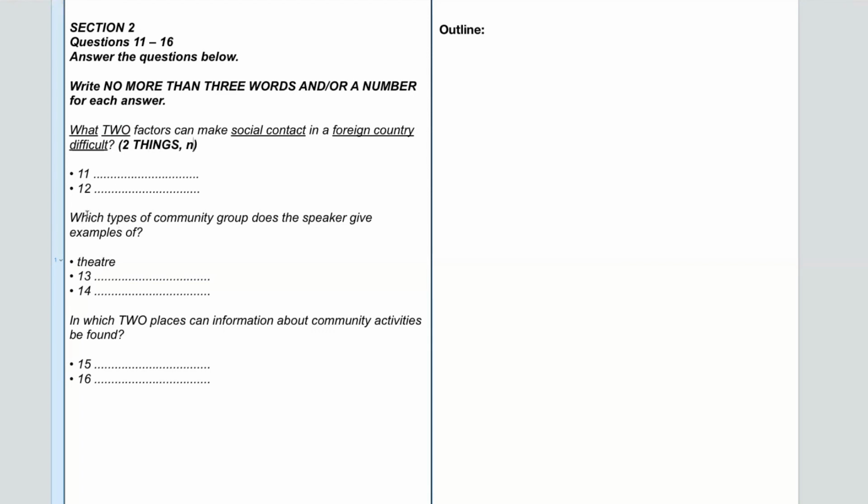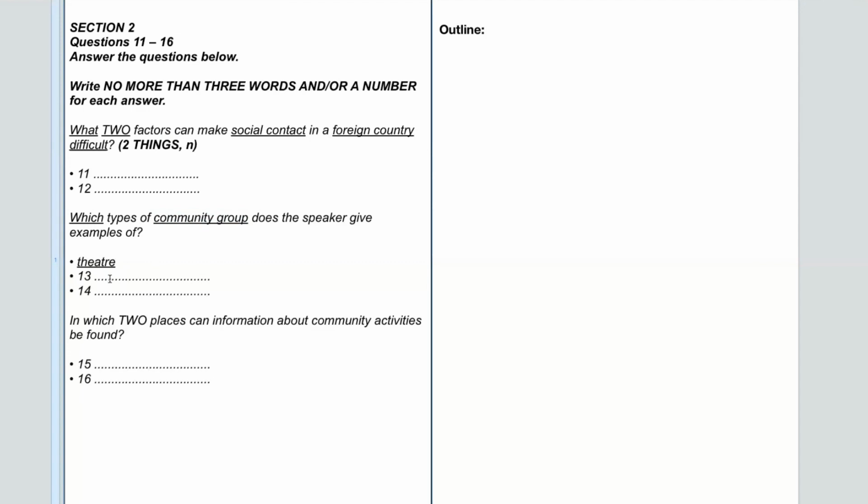Okay, let's go to the second question here. We see which. So we see our famous what versus which. Here we can expect to be looking at a specific type of thing. And in this case, it's community group. So types of community group. And the speaker will give an example of these. These are the key words here, which and community group. Of course, theater is already a keyword as well because the speaker will mention theater.